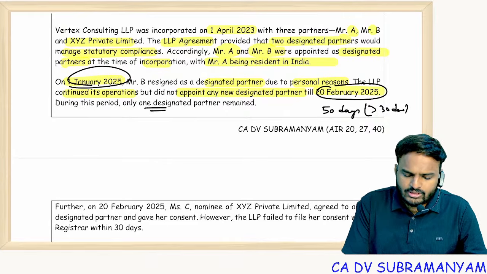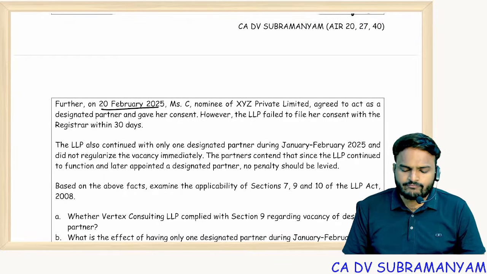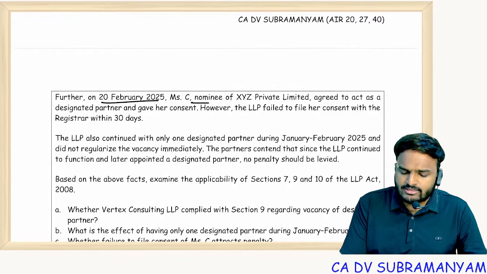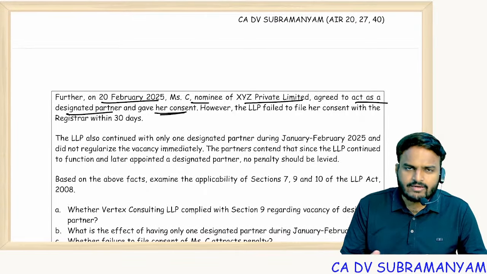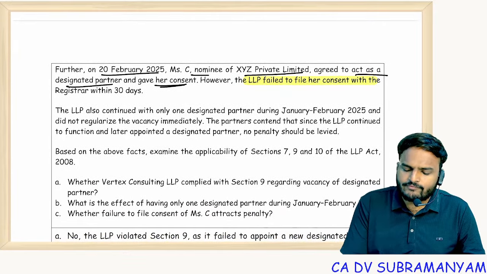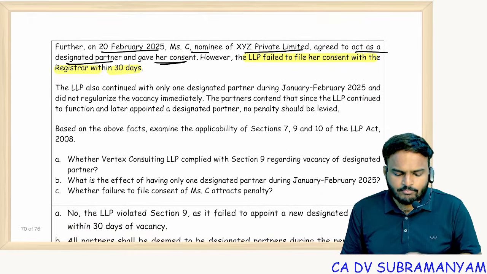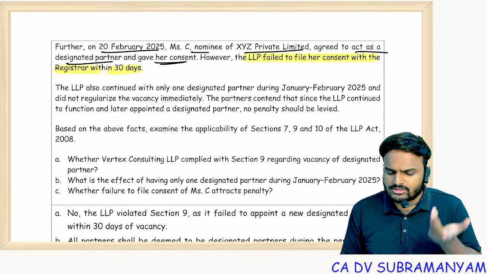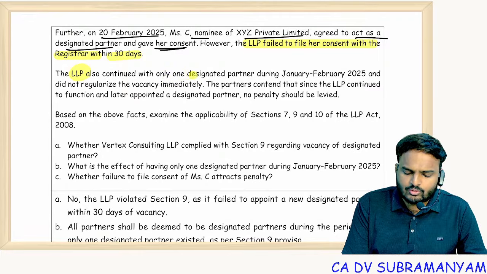During this period, only one designated partner remained. Further, on 20th February 2025, Ms. C, nominee of XYZ Private Limited, agreed to act as a designated partner and gave her consent. Fine, compliance is there, but after 30 days. However, LLP failed to file her consent with the registrar within 30 days. Wonderful point. After appointment, within 30 days, communicate the same with ROC. It failed. LLP failed to do so. LLP also continued with only one designated partner during Jan-Feb 2025 and did not regularize the vacancy immediately.